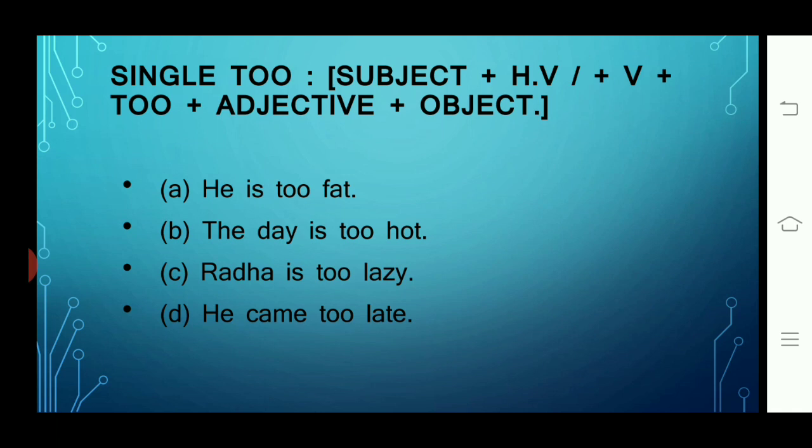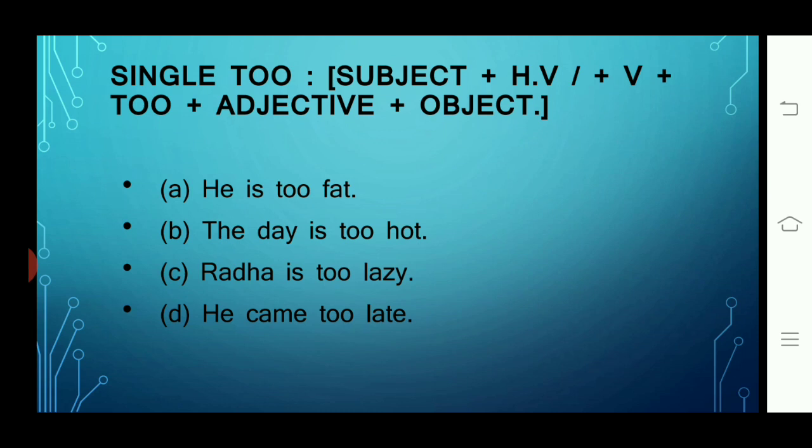So what exactly do we have to do here? We have to take the comparative degree form of the adjective. Whatever adjective is given in the sentence, we have to take the comparative degree form of that particular adjective. Let's take the example of the first sentence. Here the adjective is fat. So the comparative form of fat will be fatter. So how do we change it? We will change this sentence: he is fatter than it is proper, or proper. Either 'it is proper' or only 'proper'.